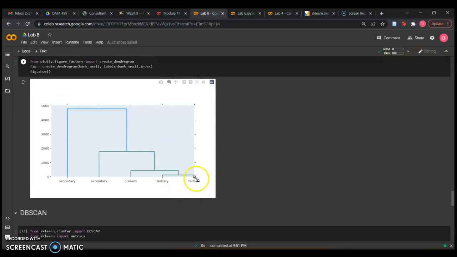As you could see, tertiary is obviously the most related. And then I was actually surprised because between tertiary being related, you would think that secondary would be most related to it, but actually it seems like primary is.